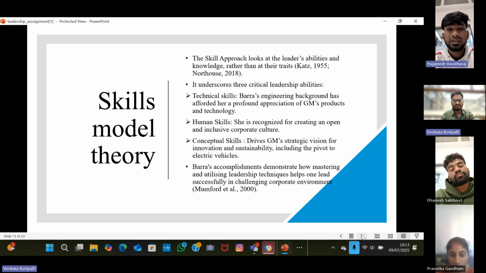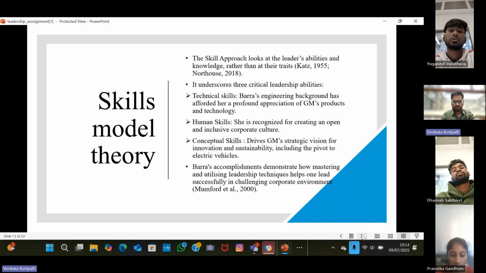We underscore the critical leadership skills that are technical skills, whereas the background encourages the efforts for the application to the role: GM's products and technology. Human skills are seen as recognized for creating an open and cooperative culture. This adheres to GM's strategic direction with innovation and sustainability, including the pivot to the electric vehicle. Accomplishments demonstrate how to apply leadership techniques, how to hold success in a challenging, cooperative environment.